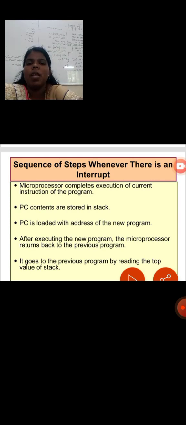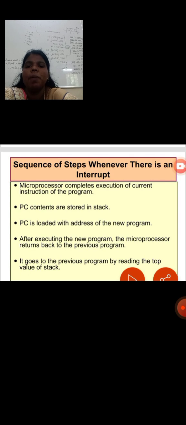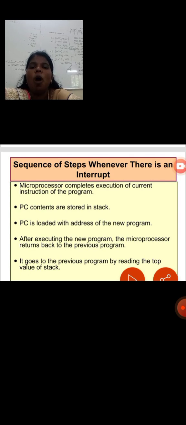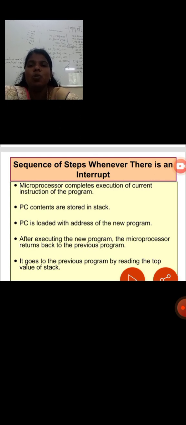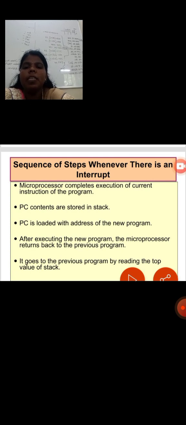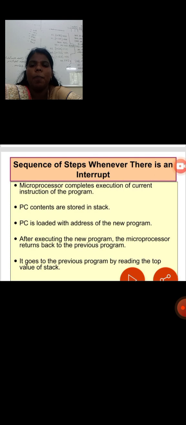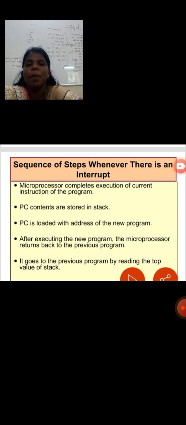Sequence of steps whenever there is an interrupt. Whenever the microprocessor recognizes an interrupt, it will follow the below steps. First step, the microprocessor completes execution of the current instruction of the program. That means the microprocessor will stop the execution of the current program. After that, PC contents are stored in the stack. PC is loaded with the address of the new program. After executing the new program, the microprocessor returns back to the previous program. It goes to the previous program by reading the top value of the stack.